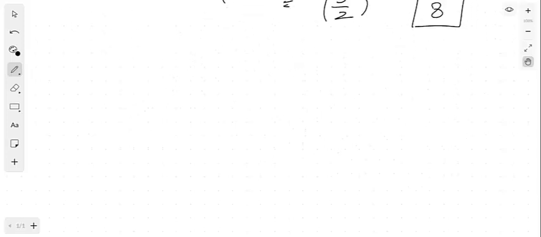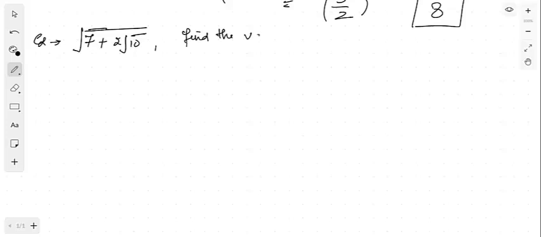Now the next type of question is this, for which I'll tell you a small short trick to solve such kinds of questions directly. If you are given under root 7 plus 2 root 10 and you have to find the value of this surd, then you can write the value directly as root 5 plus root 2.